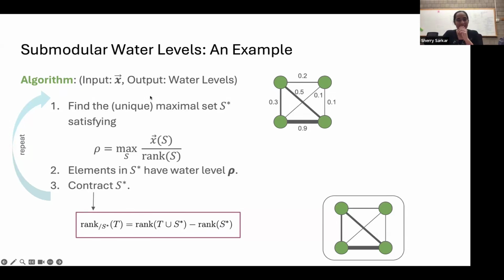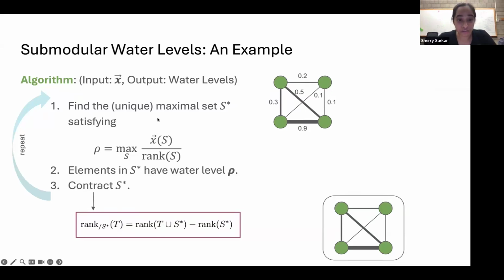But back to water levels. I think this definition of water levels is maybe the most combinatorially motivated. Here I'm going to go through a specific example with the graphic matroid. The idea is as follows. We're going to define a water level for every edge. Every edge now has a water level. The algorithm to find these water levels is as follows. We take as input a vector x, and we output a water level for every edge.